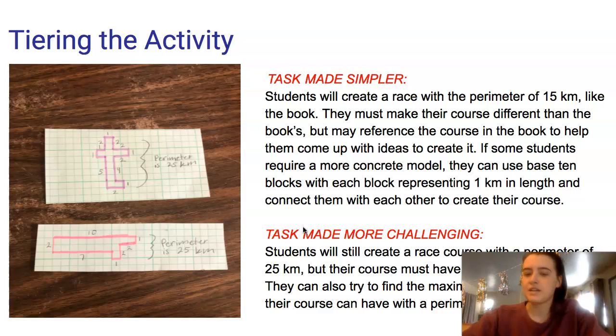And then to make it more challenging, I would have them still create a course with a perimeter of 25 kilometers, but I would challenge them that their course needs to have at least 6 sides. And if they complete that, then I would ask them what's the maximum number of sides that their course can have with a perimeter of 25.